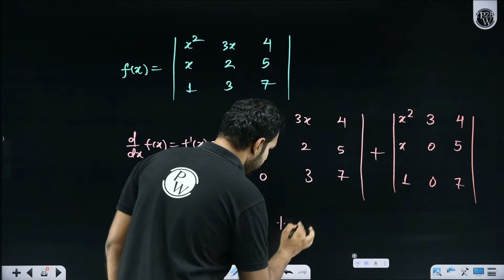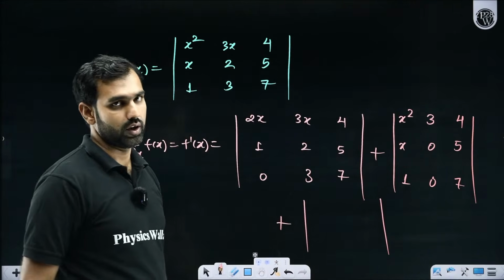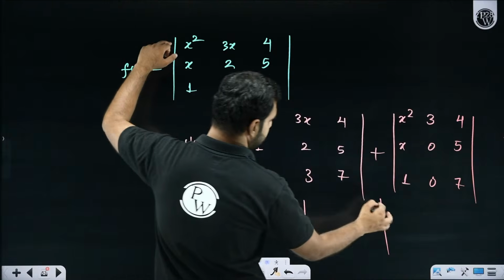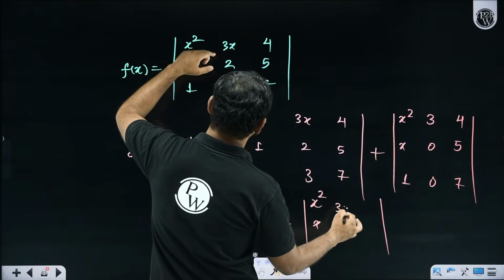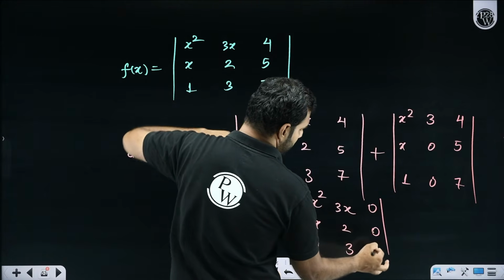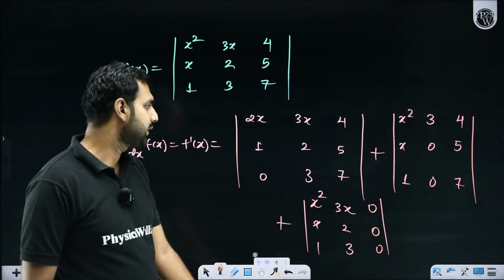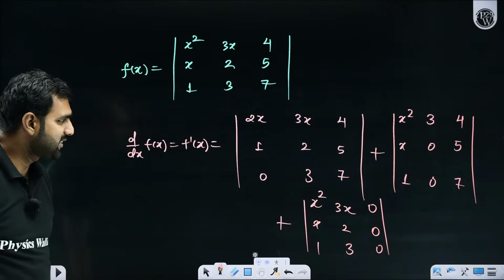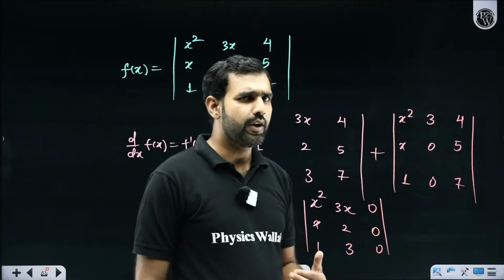Plus, keeping the first and second column as it is and differentiating the third column, which means here x², x, 1 and then 3x, 2 and 3. The third column has all constants, so their differentiation will be 0, 0, 0 each. Good. That's brilliant. With that, I hope you all have gotten crystal clear clarity on how we differentiate a determinant.